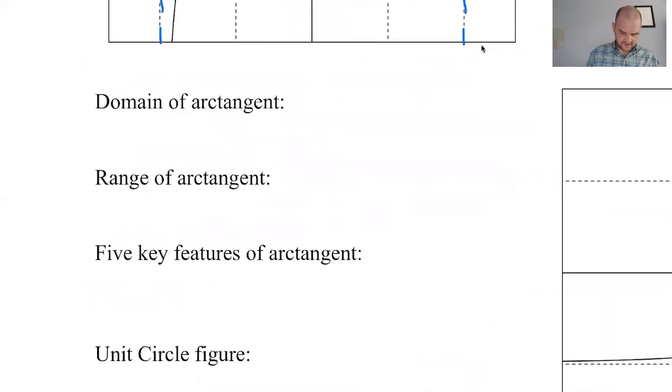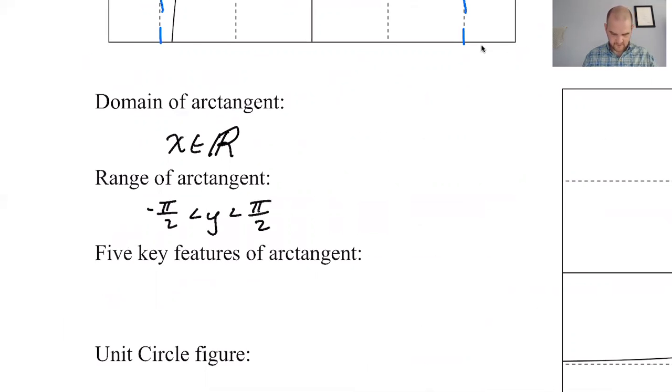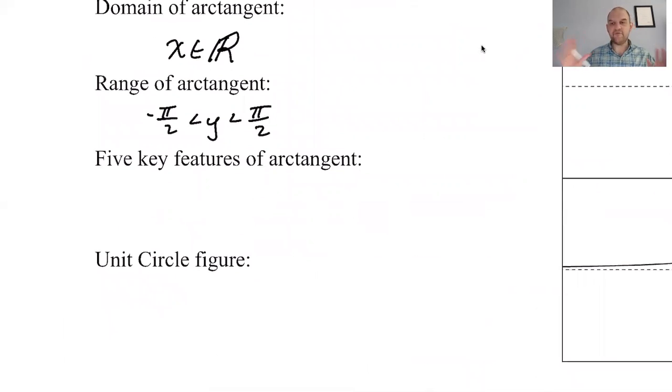Let's write down the domain. The domain should correspond to the range of the limited tangent, which was all reals. The range of arctangent should correspond to the domain of the limited tangent, so negative pi over 2 to pi over 2, not inclusive. That's a big deal. Key features: the vertical asymptotes become horizontal. So y equals negative pi over 2.